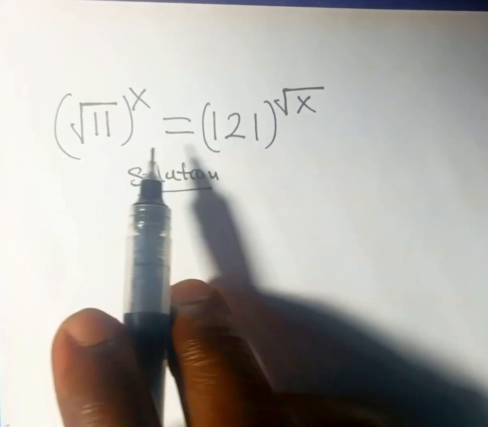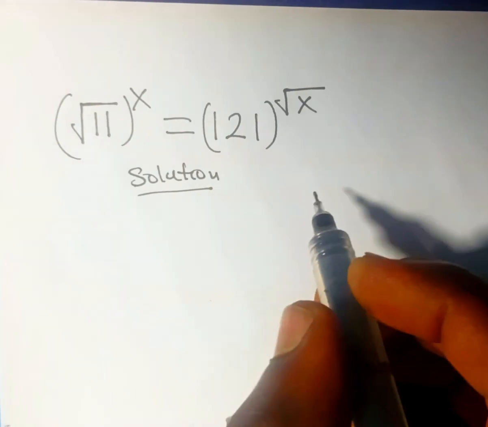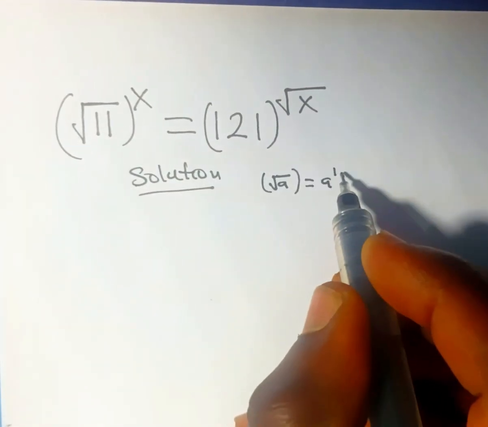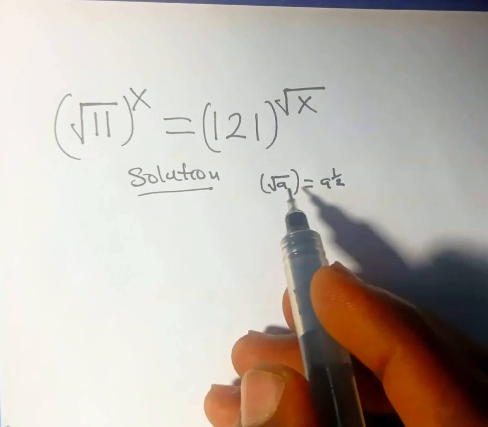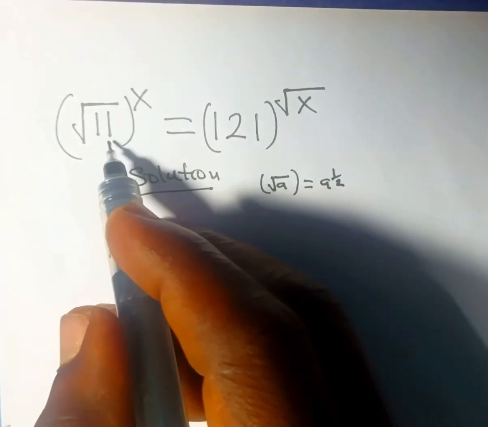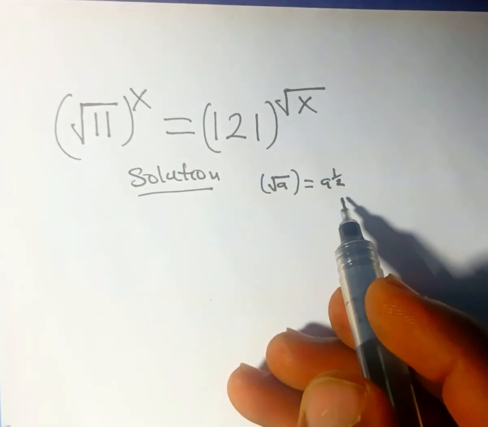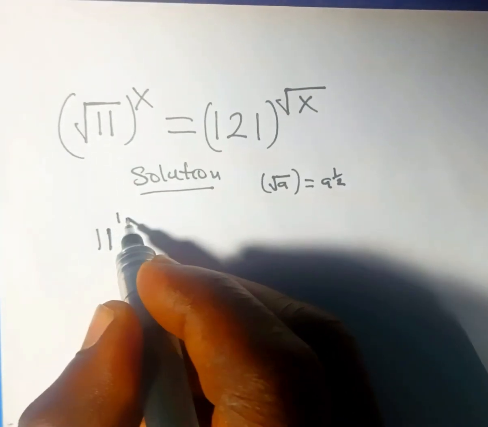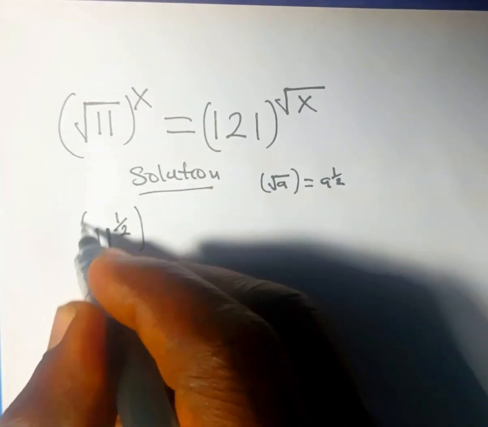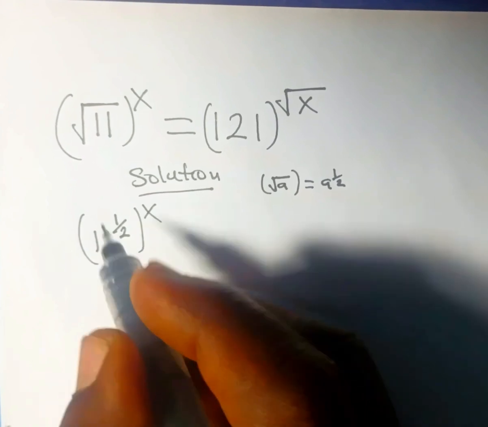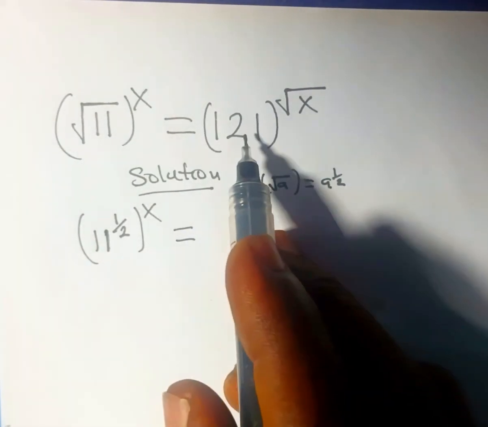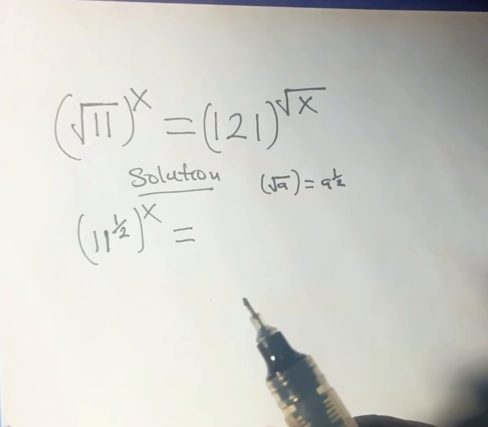The first thing we need to recall is when we have square root of a, this is the same as a raised to the power of 1 over 2. So we're going to rewrite this square root of 11 as 11 to the power of 1 over 2. So we're going to have 11 raised to the power of 1 over 2 all raised to the power of x.